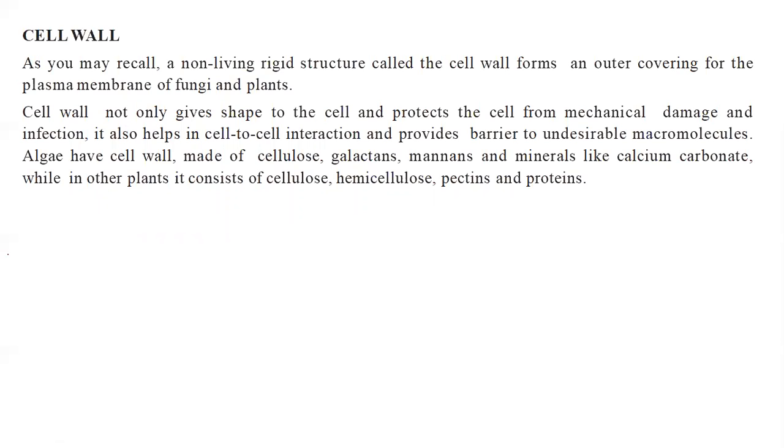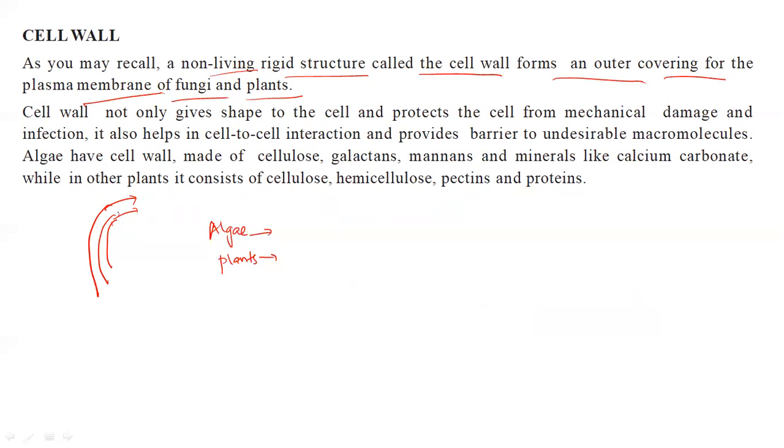Beginning with the cell wall, I hope we all are aware that only plants and algae have a cell wall. Animals and we do not have a cell wall. If this is the cell, this is the cell membrane, and this is the cell wall. We have the plasma membrane but we do not have the cell wall. The cell wall is a rigid structure that forms an outer covering for the plasma membrane of fungi and plants. So this layer is the plasma membrane, and the cell wall forms the outermost covering for it.